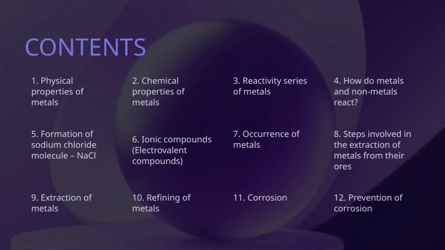Let's explore some key topics related to metals and their properties. First, we'll look at the prevention of corrosion, which is essential to protect metals from deterioration over time. Then, we'll examine the steps involved in extracting metals from their ores, a crucial process in metallurgical engineering. Moving on, we'll discuss how metals and nonmetals react, highlighting the differences in their chemical behavior.